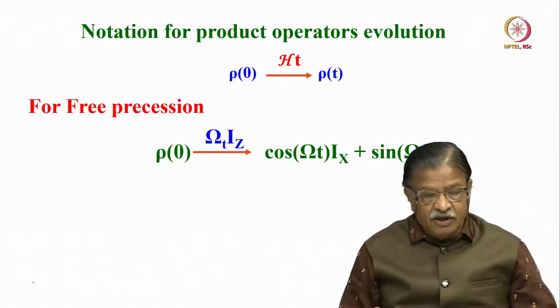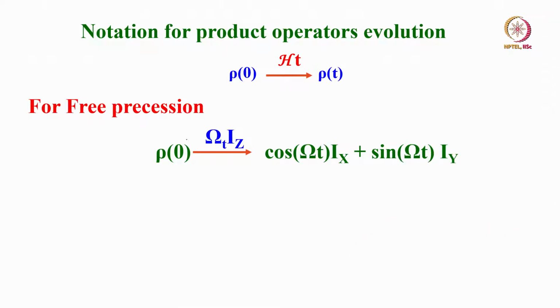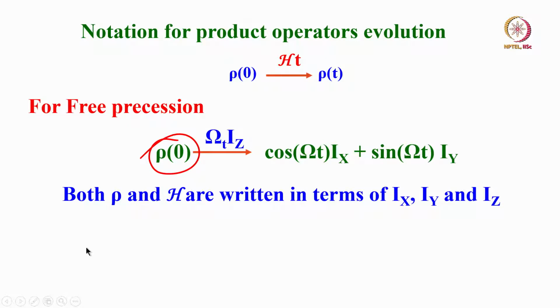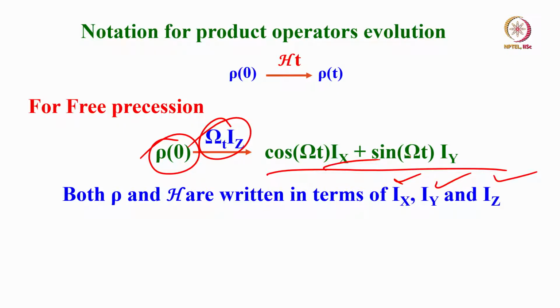That is what it is. It should be understood. So, for free precession, if I want to write it, I know rho 0, that was my beginning density operator. Now, omega t into Iz is my Hamiltonian for free precession, so this is acting on that. The rotation about the z axis is going on, and this is what rho 0 is, and finally, using the trigonometric identity, we got cos omega t into Ix plus sin omega t into Iy. Both rho and H are always written in terms of Ix, Iy and Iz, which tells you the amount of Ix, Iy, Iz present in rho of t.